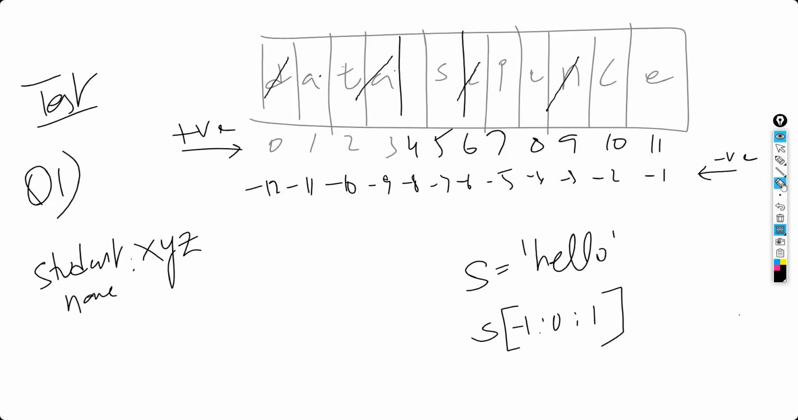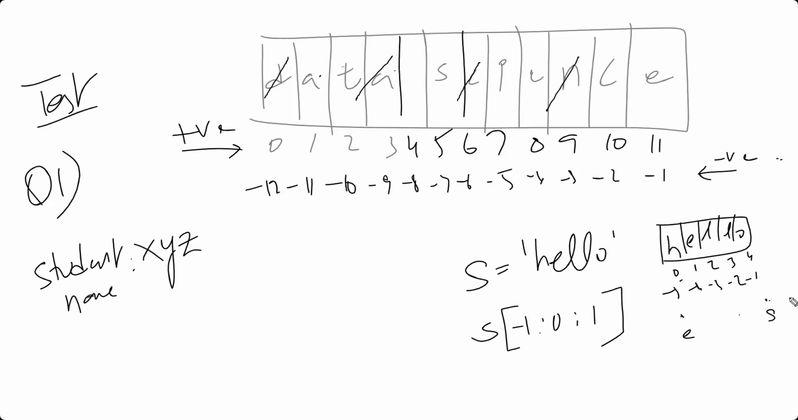First, let me answer the question. So what is the starting point of hello? Hello: 0, 1, 2, 3, 4, and -1, -2, -3, -4, -5. -1 is the starting point, 0 is the ending point, and in this direction, if it is not possible to move, the answer is empty.